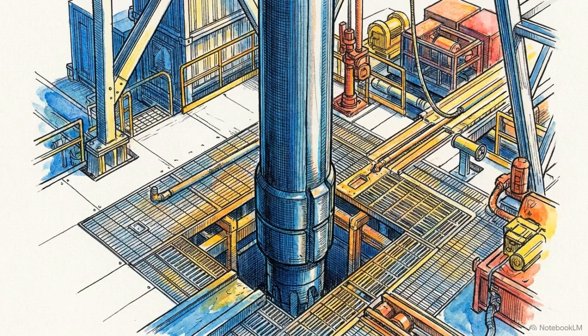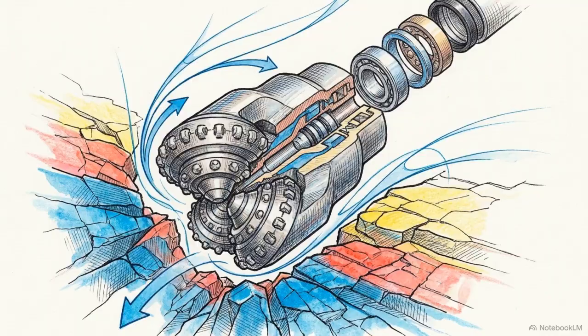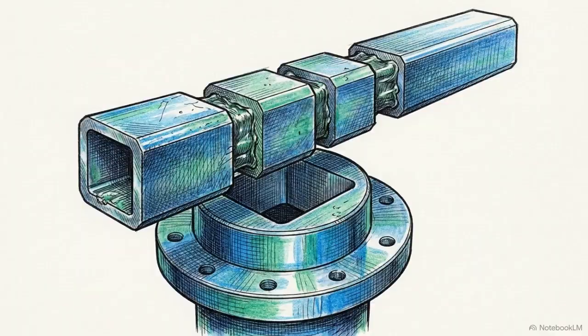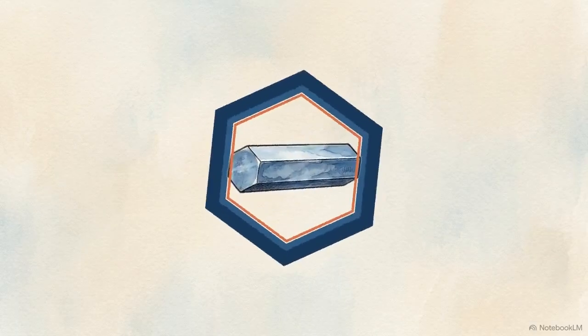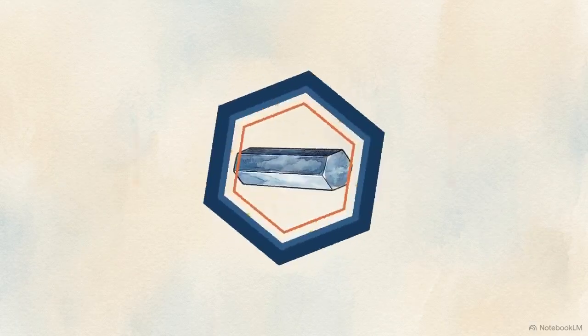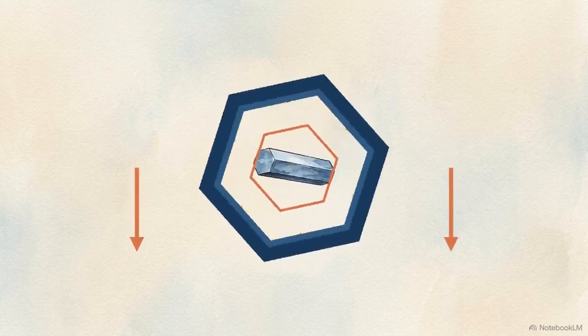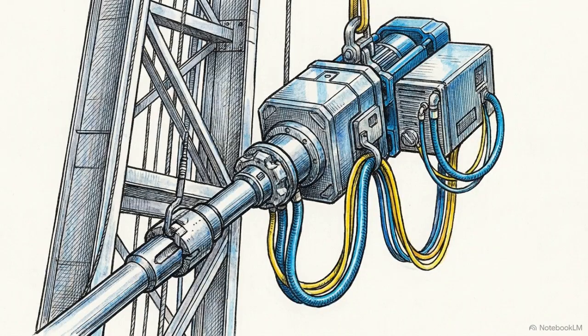Holding the weight is only half the mechanical requirement. The string must also rotate to drive the bit, while simultaneously sliding vertically downward as the hole deepens. For decades, this was accomplished using a Kelly, a heavy, flat-sided bar that passed through a matching rotary bushing. The flats transferred rotational torque while allowing the pipe to slip downward freely. Today, automated top drives accomplish this directly from above, suspending and turning the pipe simultaneously.